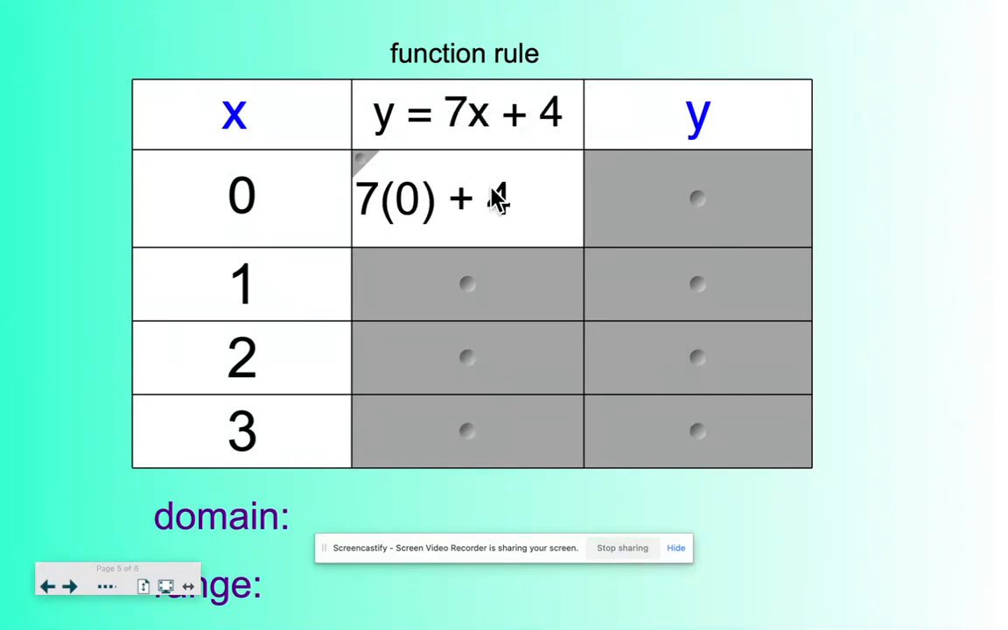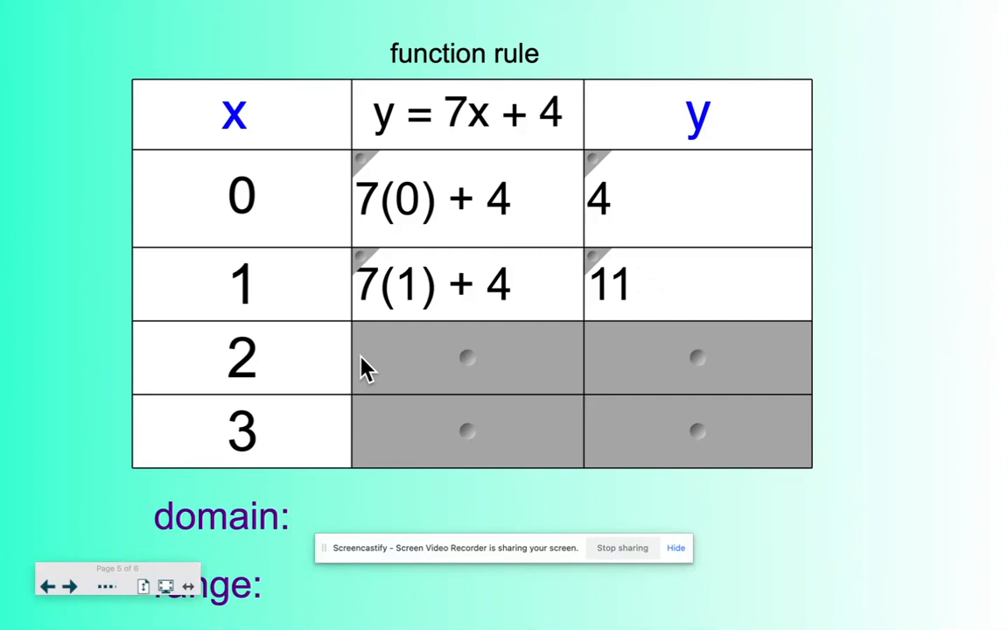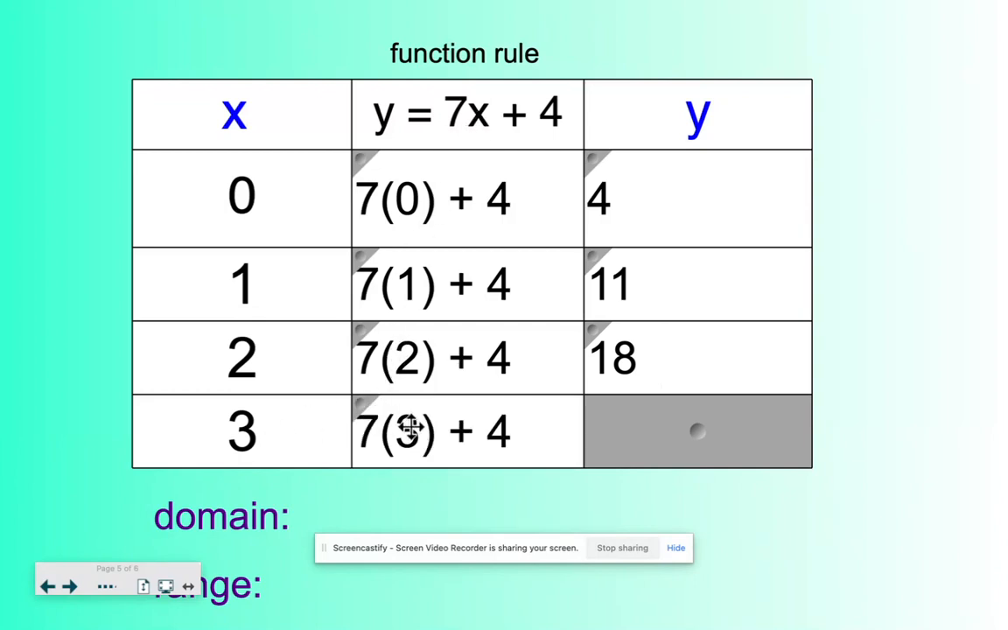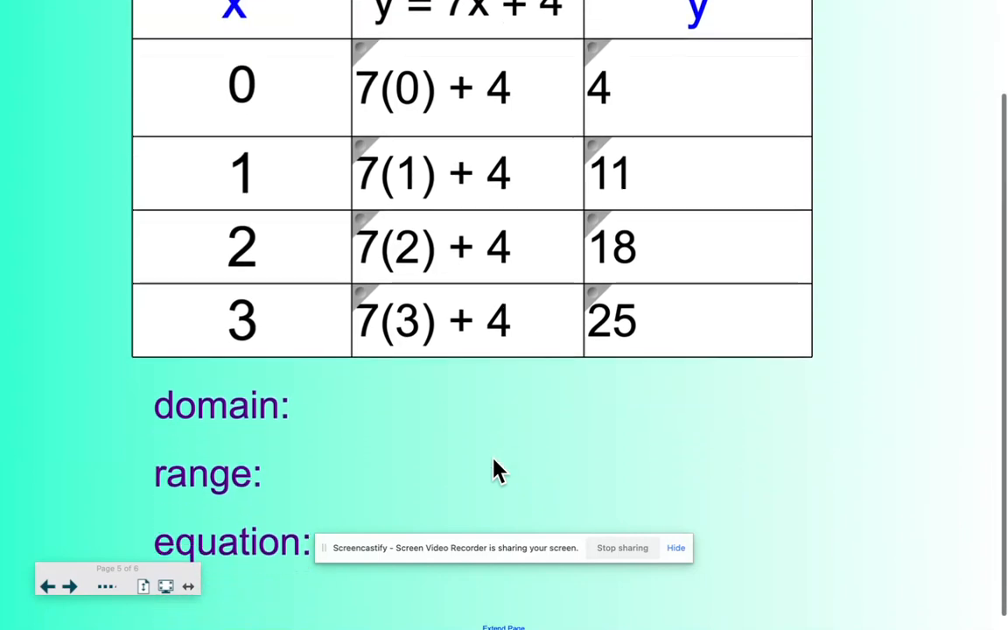Okay, so one at a time, I'm going to replace the x with my input, do the operations, and see what my output is. So if I plug in a 0, 7 times 0 is 0, plus 4 is 4. If I plug in a 1, 7 times 1 is 7, plus 4 is 11. If I plug in a 2, 7 times 2 is 14, plus 4 is 18. If I plug in a 3, 7 times 3 is 21, plus 4 is 25.